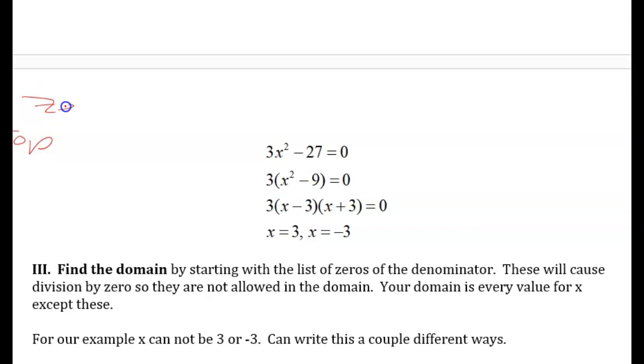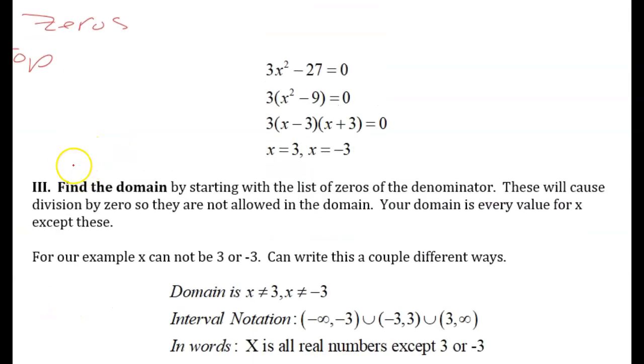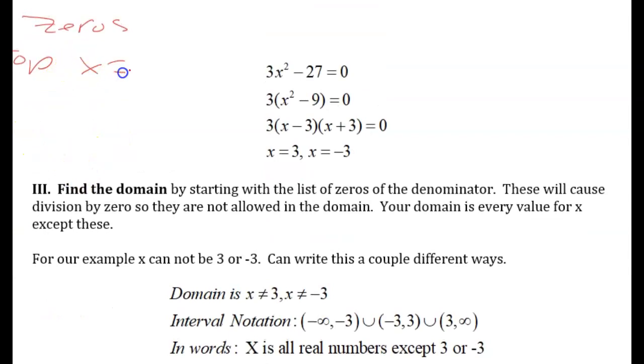So we're finding the zeros. The zeros of the top are where x equals -2 and x equals -3. And the zeros of the bottom are where x equals 3 or -3. I make that list. Now I'm going to use this list to answer the questions.